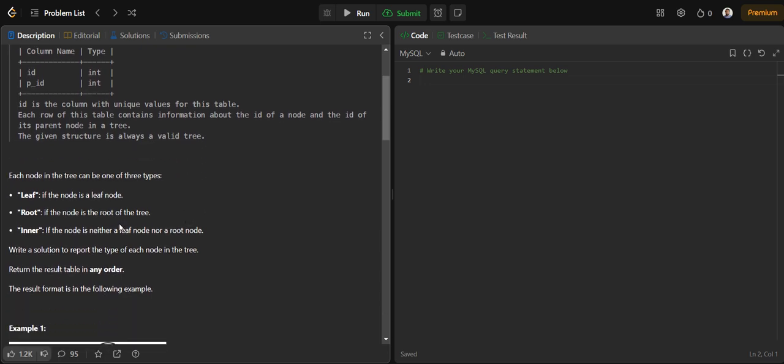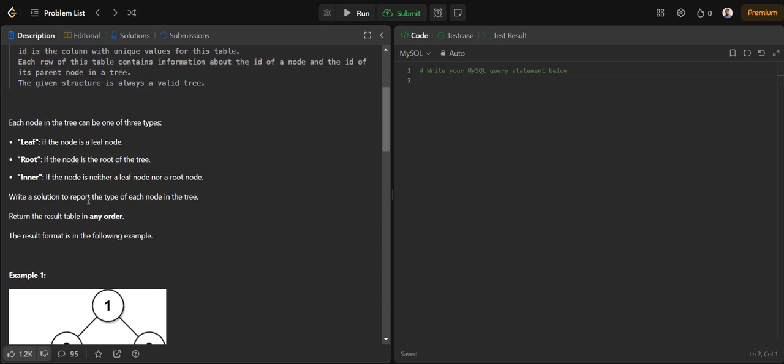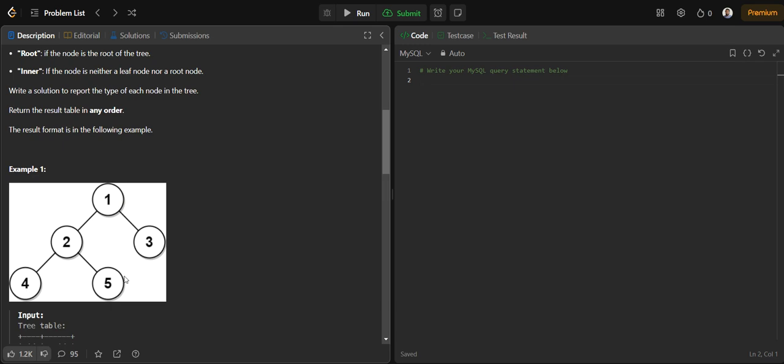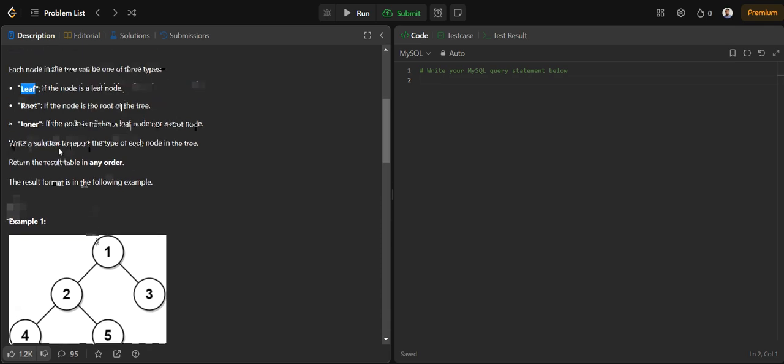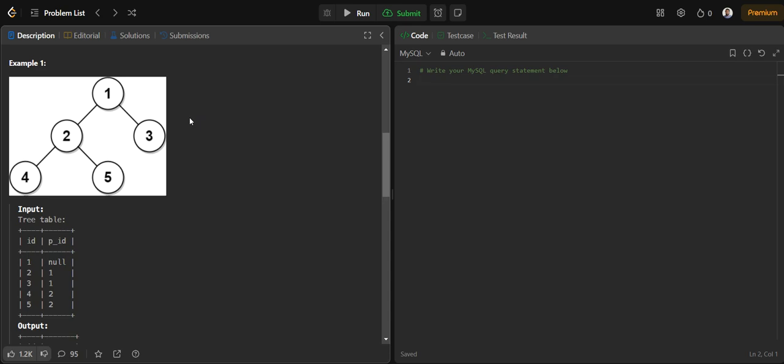Now the question is, write a solution to report the type of each node. There are three types of nodes: leaf, root, and inner. Leaf is those nodes which have no child. So 4, 5, and 3 have no child, therefore they are leaf nodes. 2 is a node which has a parent and also has a child, so it is called inner. And 1 is a node which does not have a parent, so 1 is called the root node.